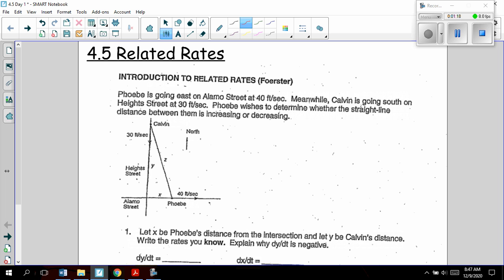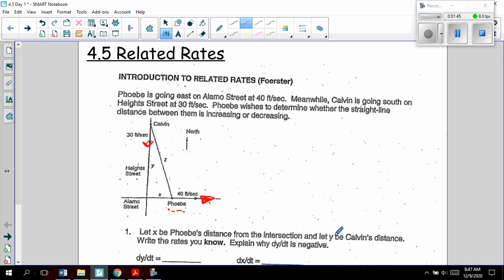So Phoebe is going east on Alamo Street. So here's Phoebe right here. Okay, she's going 40 feet per second. Now it's small here because this is an older one that we use, but I'm going to put an arrow. So she is walking to the east in this case, or going this way. Meanwhile, Kelvin is going south. So I'm going to put up that little arrow, and again, it's just hard to see. On Height Street at 30 feet per second.